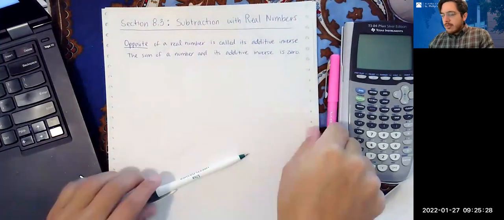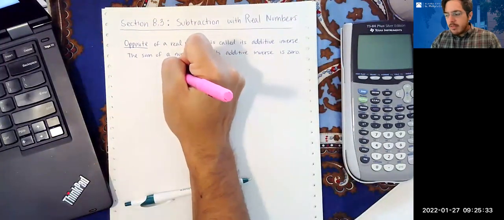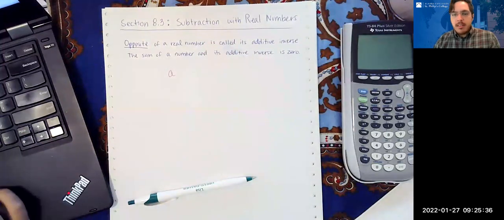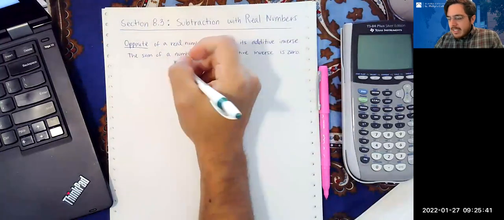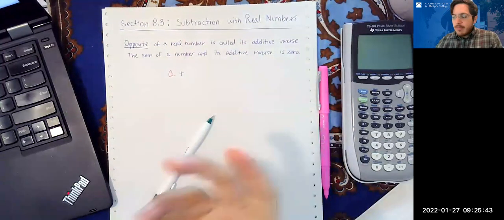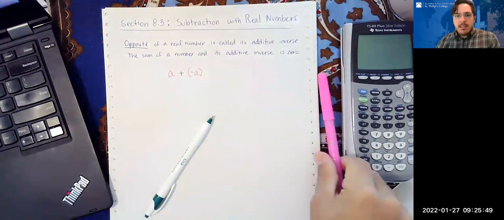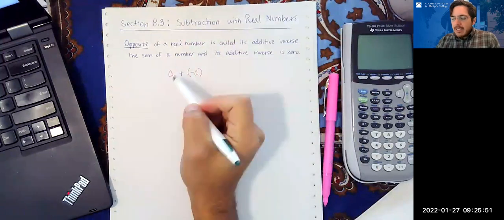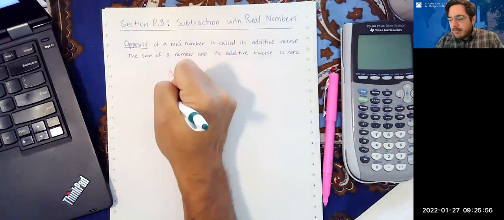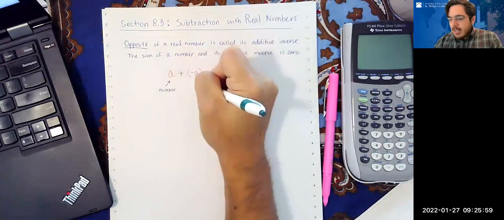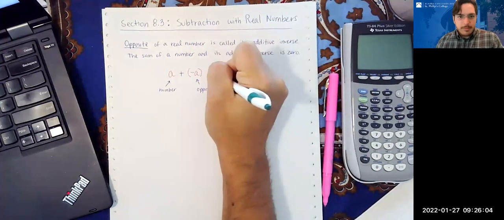So in general, what we could say is that if we have some random number, let's give it a placeholder value, a. Then what this statement is saying is that if we added its additive inverse or its opposite, then we should be adding negative a. Remember, this is just a variable that's a placeholder for a number, and when we add a number and its opposite together, what should we get? Does anybody know? Does anybody remember?